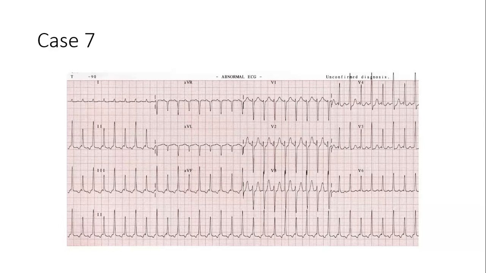What is synchronized cardioversion? When it's synchronized, it has to, I forgot. I think it has to do with the QRS complex. I'm not sure, I'm not going to lie.